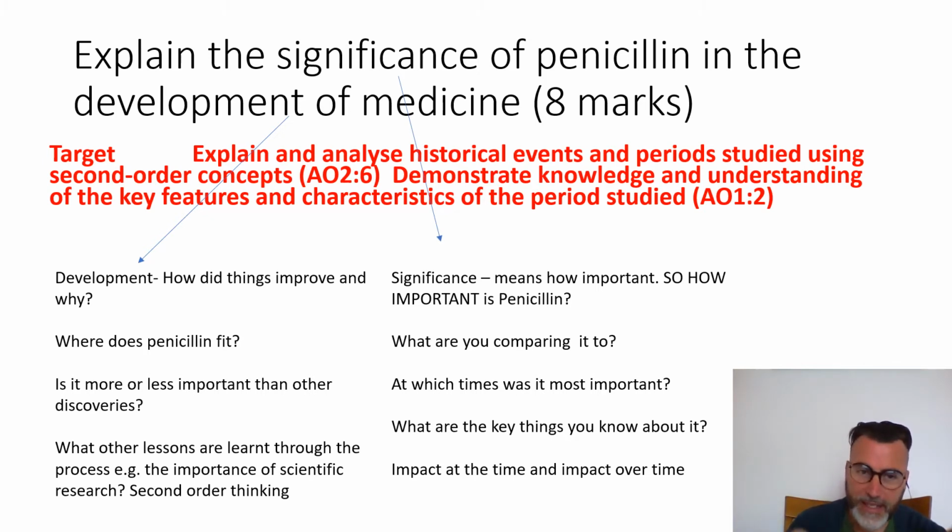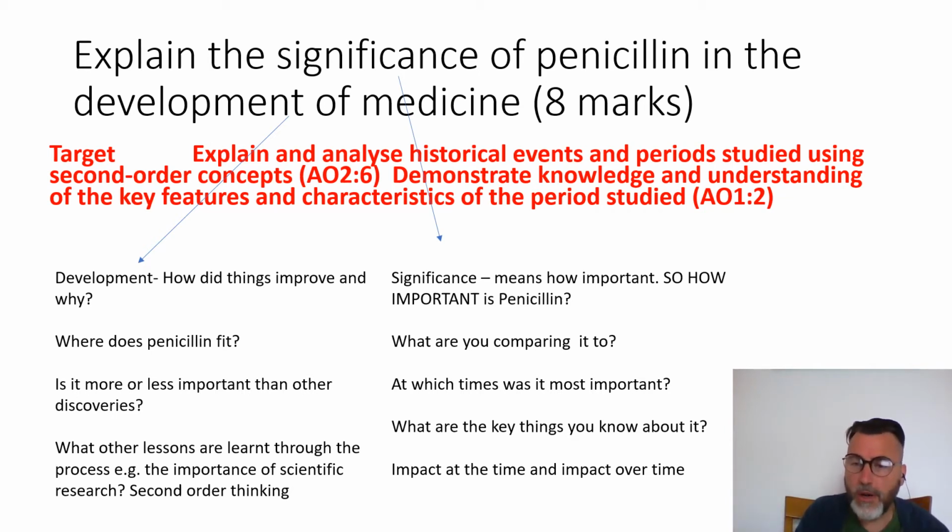Well, automatically in your head, you're thinking this. Where does penicillin fit? Is it more important or less important than other discoveries? What lessons have we learned through the process? What second order lessons have we got? So, okay, penicillin is great, but what about discovering or manufacturing penicillin? How is that relevant to the development of other drugs as well? The scientific method: how does that become important in other things? Then penicillin itself, what we're comparing it to. Is it more or less important than vaccinations, for example?